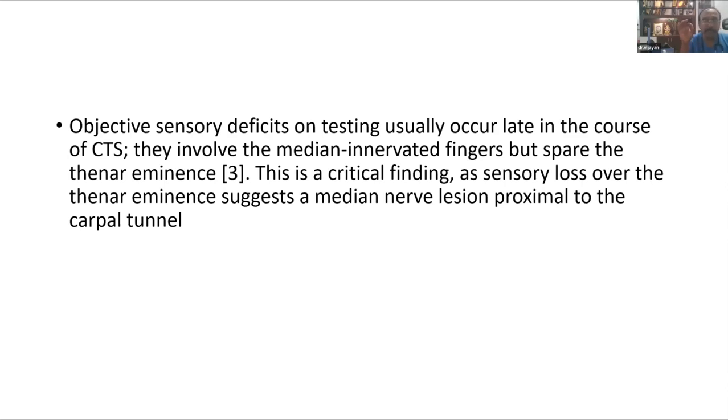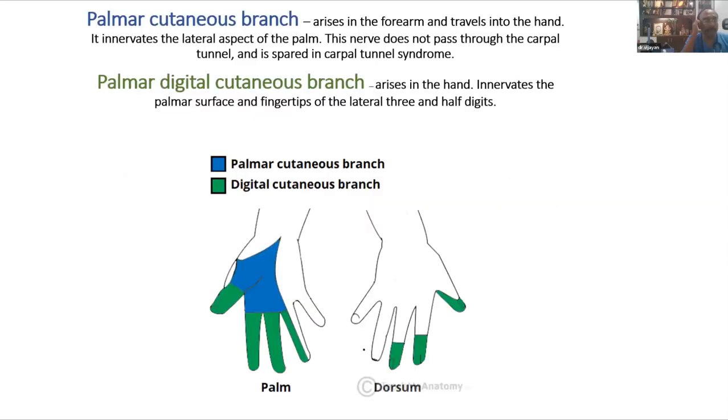So this is a critical sensory finding: sparing of the sensation over the thenar eminence. If that is spared, then that is definitely carpal tunnel syndrome. You can see how the palmar cutaneous nerve branch in blue innervates the thenar eminence and the proximal parts, and the distal 3.5 fingers and the dorsal aspect along the distal parts are innervated by the median nerve. The sensory loss or paresthesias involve only these three fingers, and not the palm.